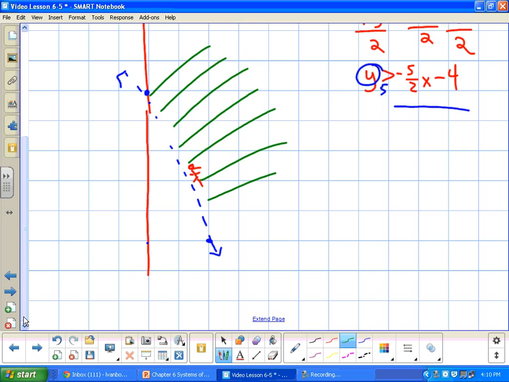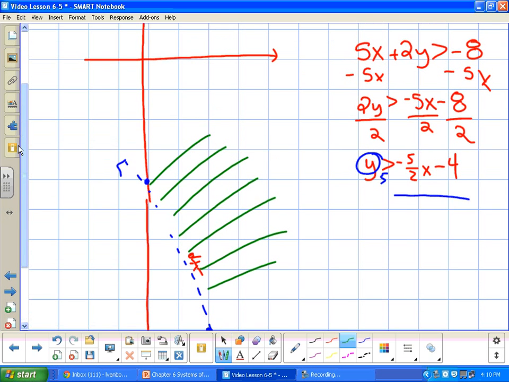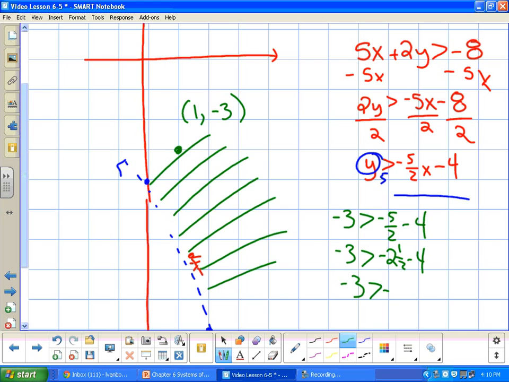Again, to check this, I'm going to pick a point that's in my solution set, that's in my shaded region. So I'll pick this point right here, which is 1, comma, -3. I'll put that in my equation. That gives me -3 is greater than -5 halves times 1, which is -5 halves, minus 4. -3 is greater than -2.5 minus 4. -3 is greater than -6.5. This is a true statement. That means I've shaded in the correct direction.